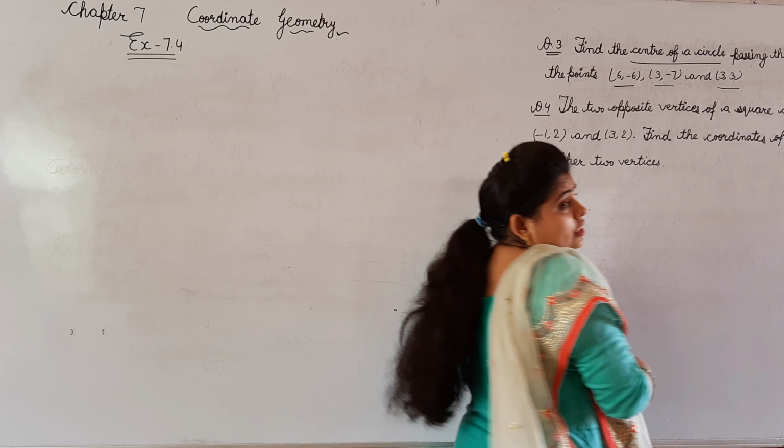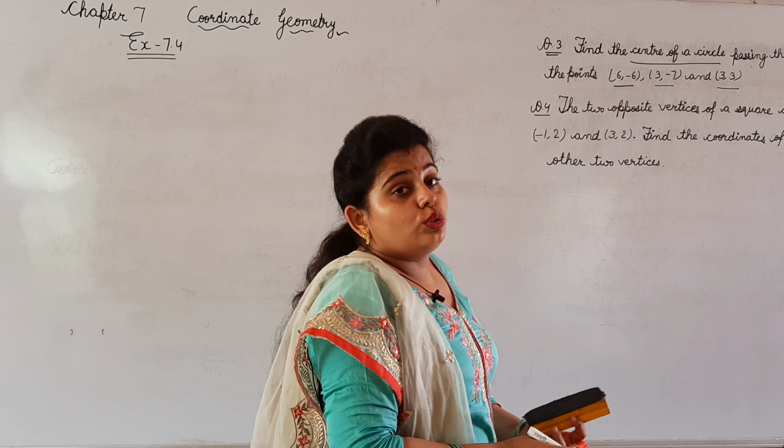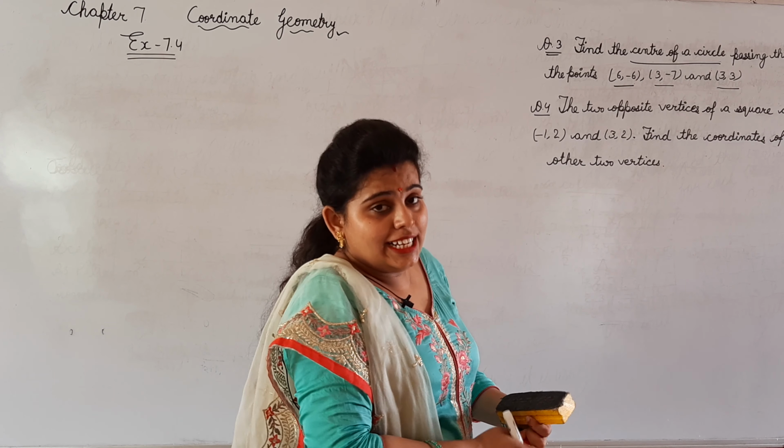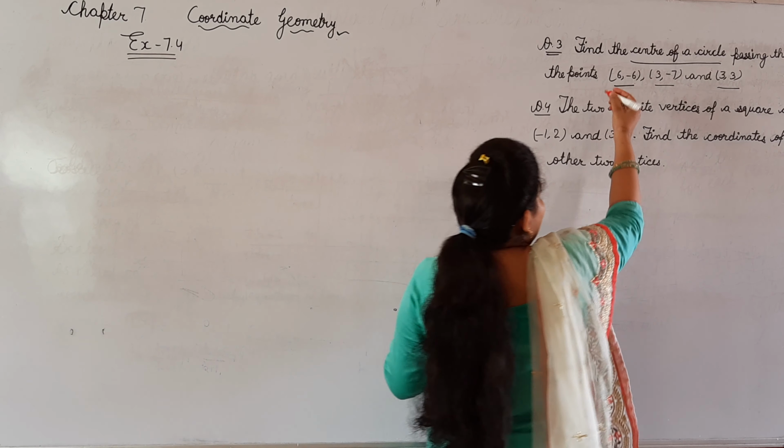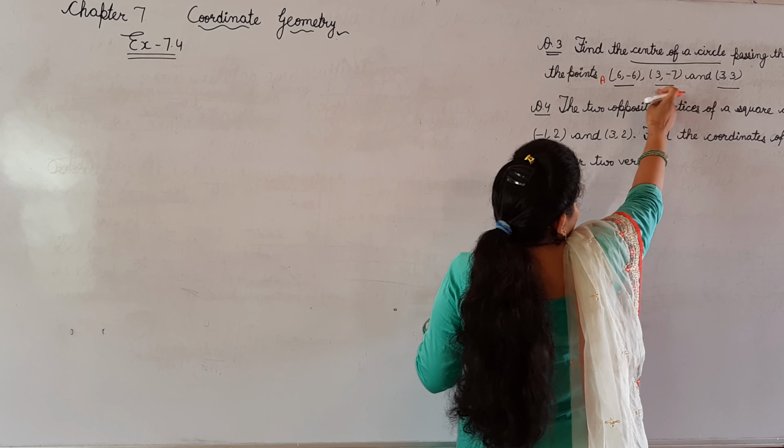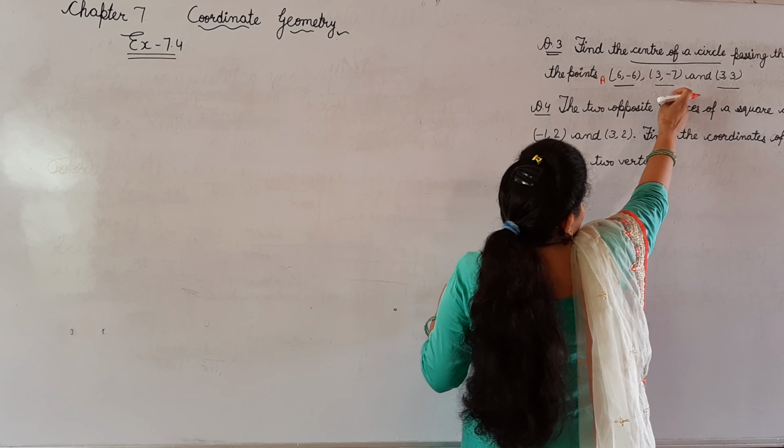and 3, 3. Given circle is passing through 3 points whose coordinates are 6, minus 6, let it is point A, 3 minus 7, let it is point B, 3, 3, let it is point C. Then we have to find center of the circle. How? Let it is the given circle and its center is O.